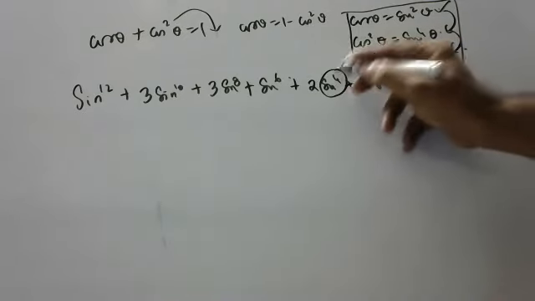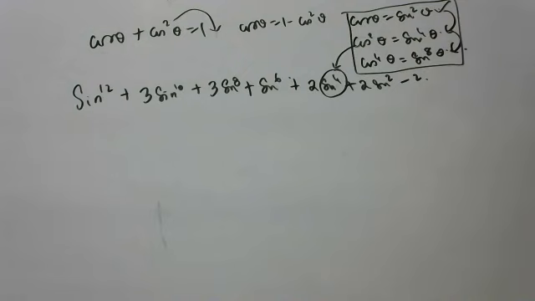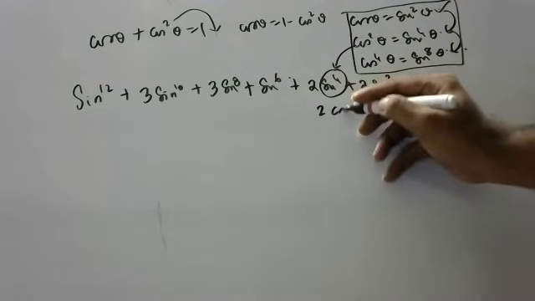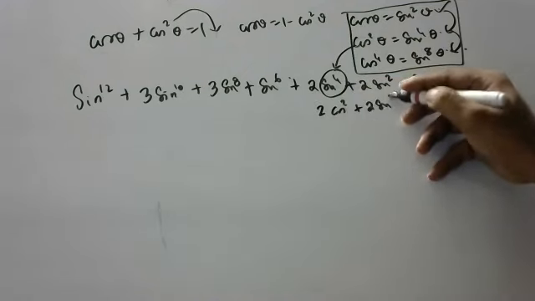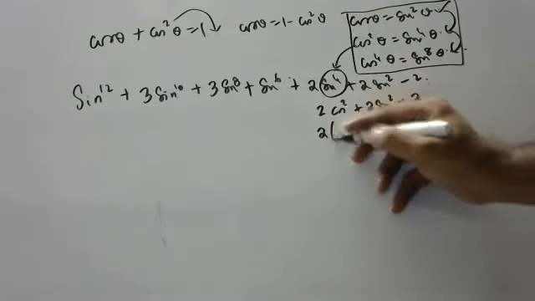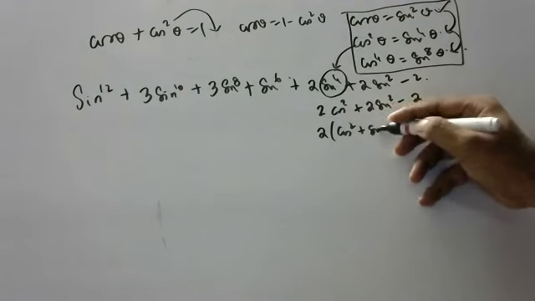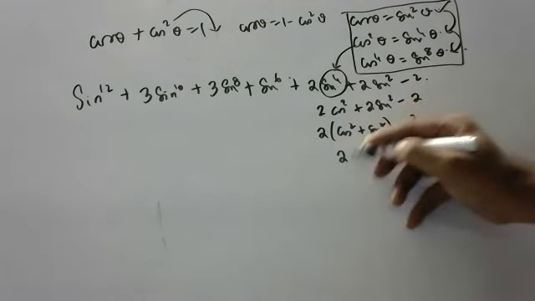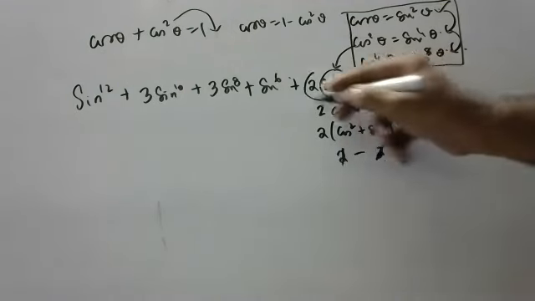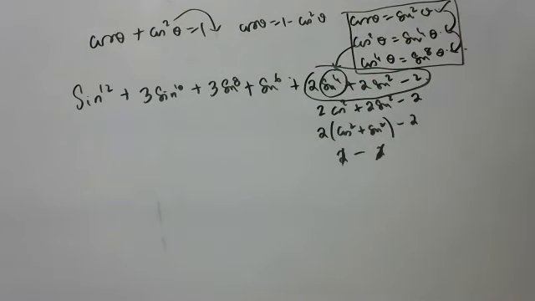Children, sine 4 we can write as cos square. So 2 cos square, 2 sine square minus 2. Let me complete this part, then I will come to the other part. If I take 2 common, cos square plus sine square, minus 2. This is 2 minus 2. This is gone. So this entire thing has gone, children. Forget about that. Now let's come here, children.